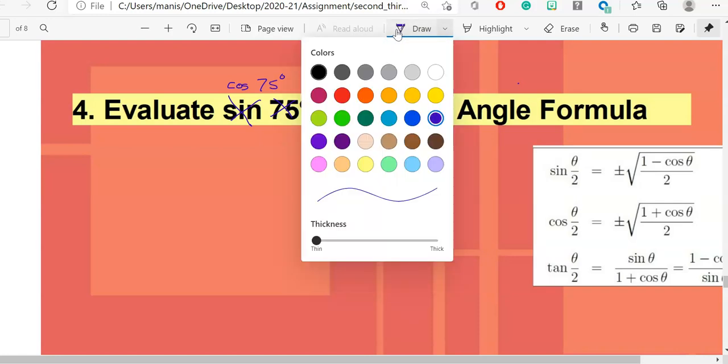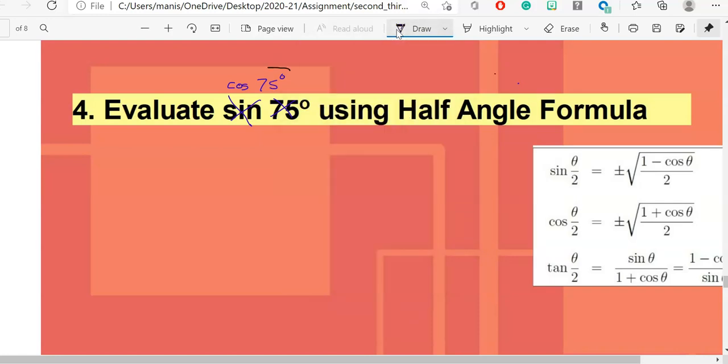So step number 1, which I explained to you earlier, you have to find out whether this comes in the first quadrant, second, third, or fourth. So this comes in what? This comes in the first quadrant. So this means the formula whichever we are using for the sign should be a positive formula, the formula which has a positive sign. Okay, so I will be using this formula over here.